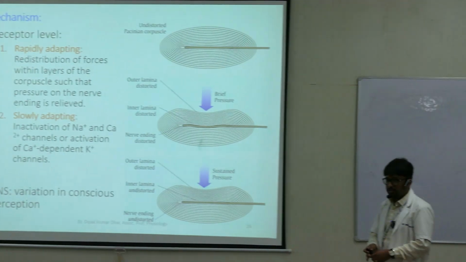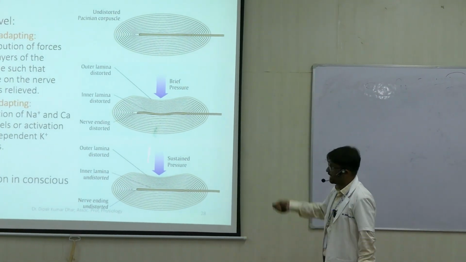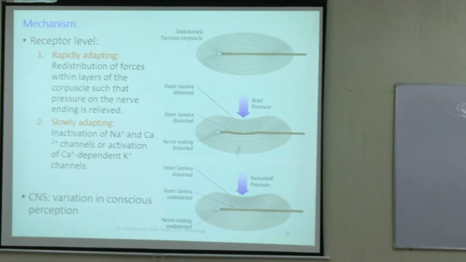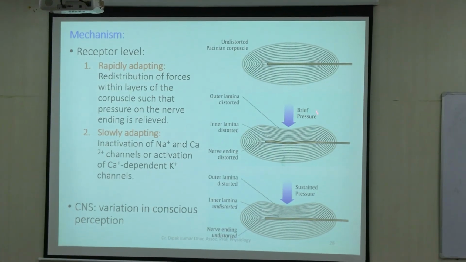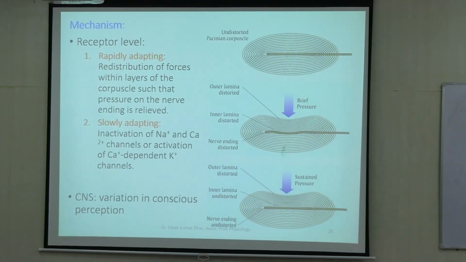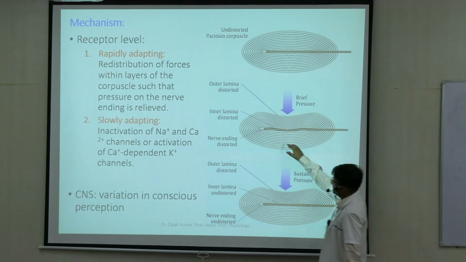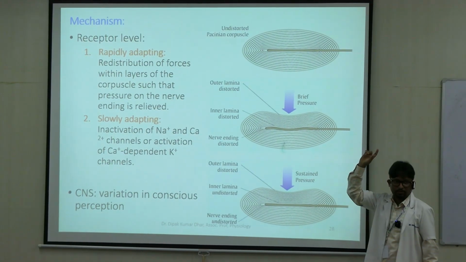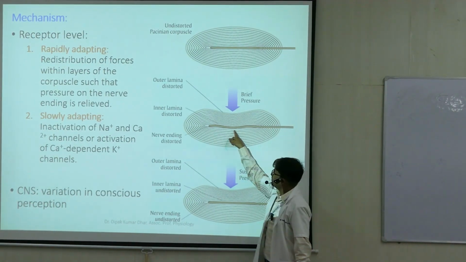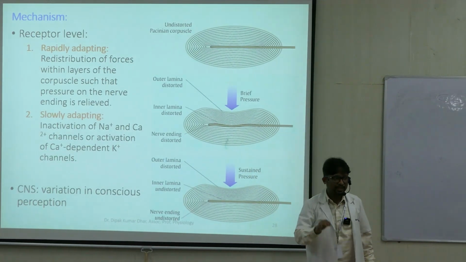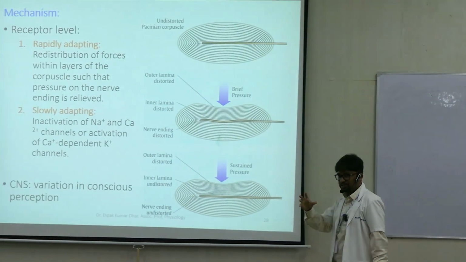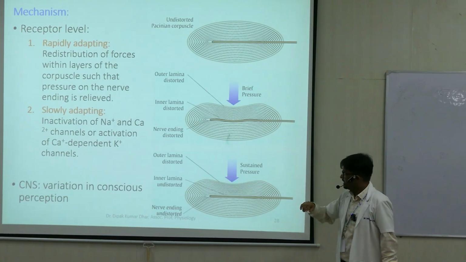So rapidly adapting receptor, how does this process happen? This happens, you can see in this diagram, by redistribution of the forces. Initially this was an unstimulated receptor, normally present. Now you have given some form of a mechanical stimulus or force here such that there is a deformation in the layers of the Pacinian corpuscle, the lamellae. So what happened is that the bare nerve ending in the middle has become distorted, and remember this nerve ending had stress sensitive cation channels. The channels open, right? The depolarization process has started, receptor potential and then eventually action potential.